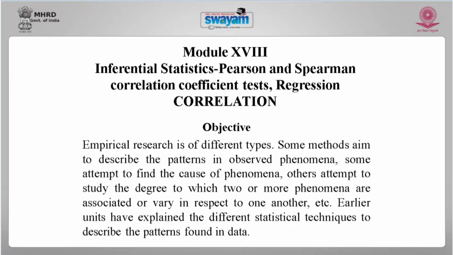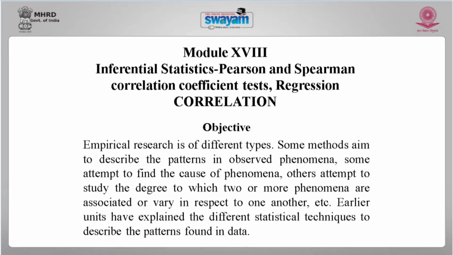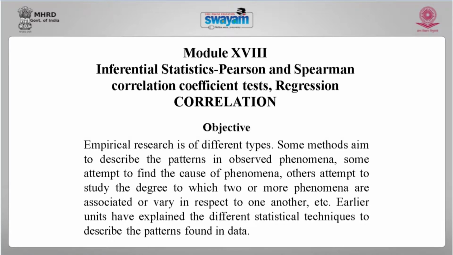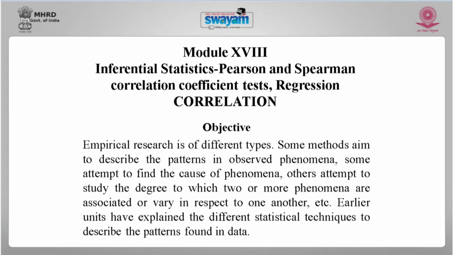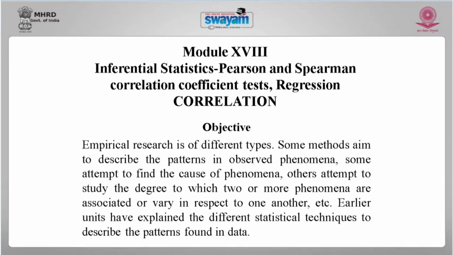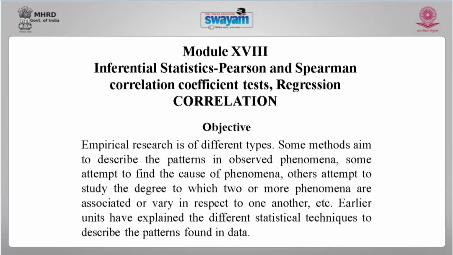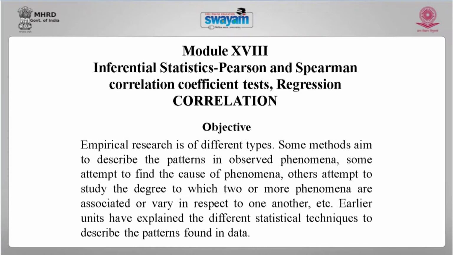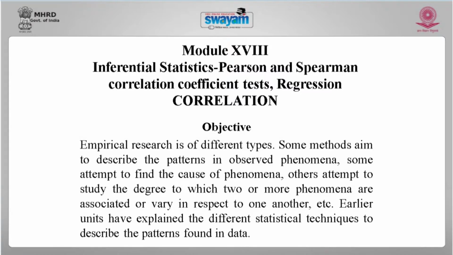Empirical research is of different types. Some methods aim to describe the patterns in observed phenomena. Some attempt to find the cause of phenomena. Others attempt to study the degree to which two or more phenomena are associated or vary in respect to one another.